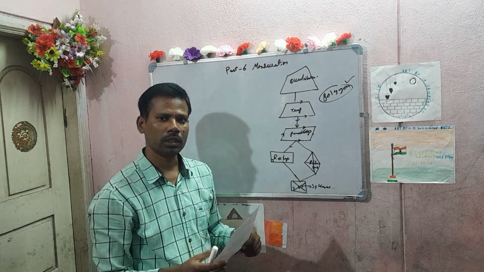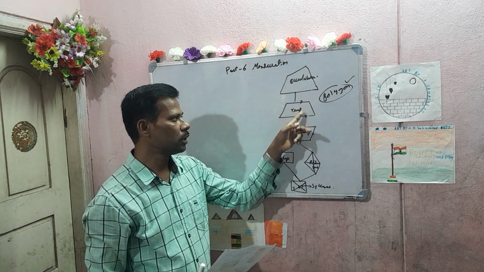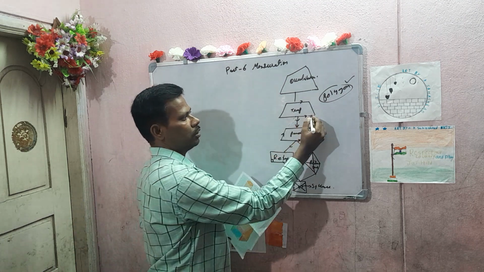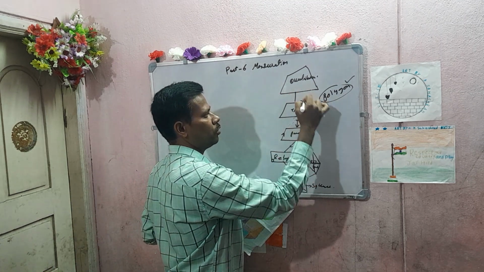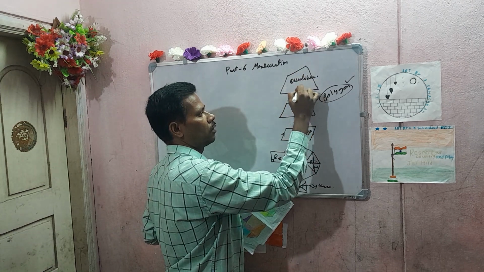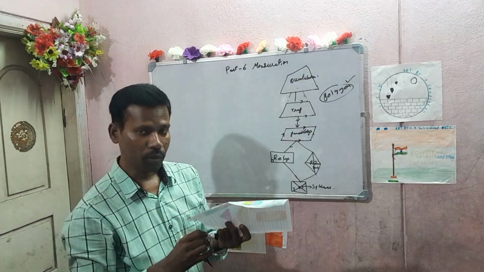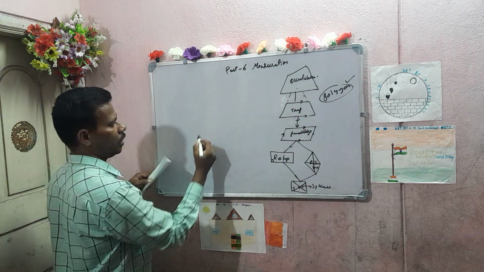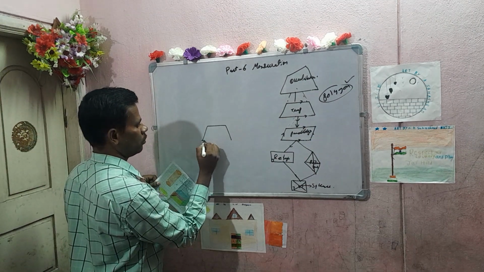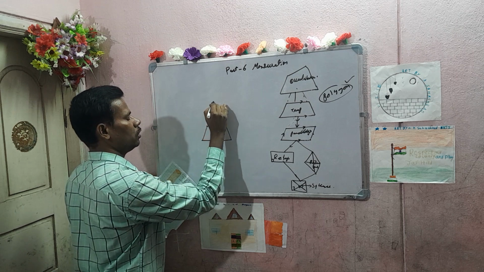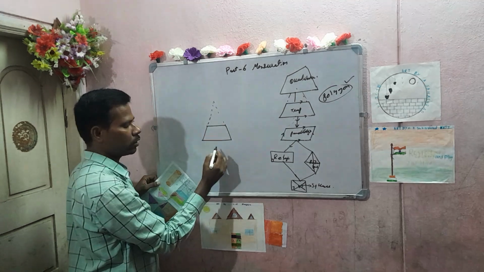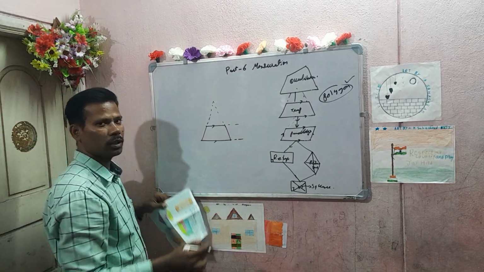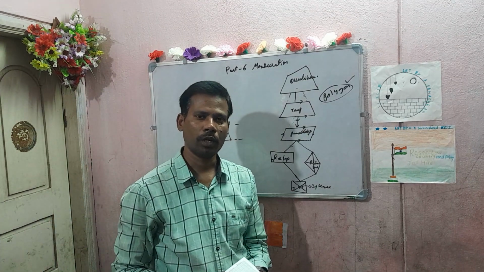Trapezium means it is also a quadrilateral which has only one pair of opposite sides parallel. That means they will never intersect. If you produce the other sides, they will intersect. So a trapezium has only one pair of opposite sides parallel, like this. If you produce this and this, they will intersect, but this and this will never intersect.